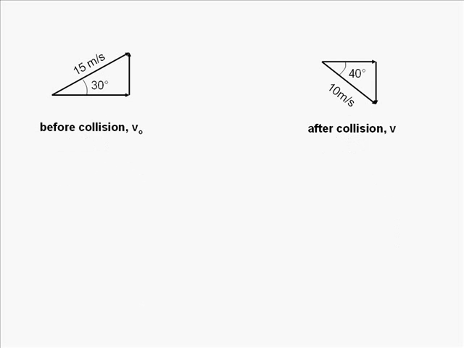We need to analyze the momentum change in both the x and y directions. Let's take a look at the x direction first. The change in momentum in the x direction is equal to the x component of the momentum after the collision minus the initial momentum. We want to rewrite the equation substituting in the mass and velocities for the momentum. The change in momentum equals mvx minus mvx naught, where vx naught equals 15 cosine of 30, and vx equals 10 cosine of 40. We will also need the mass of the ball given in the original problem. The mass is 0.2 kilograms.